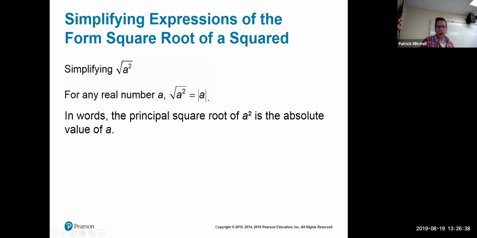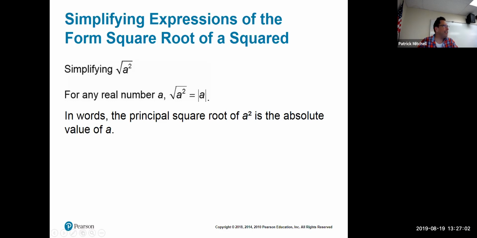Simplifying the square root of a squared. So this is something that we have to do frequently in calculus. The temptation is to say that the square root of a squared is just a. You want to say that the square root and the square just cancel each other out. But actually that's not always true because, and you'll see an example of it, I think, on the next slide.